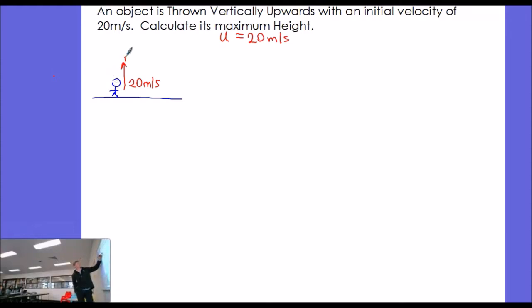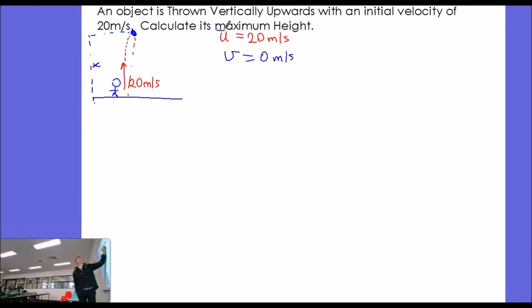Okay, so this object goes up to some maximum height, but then it's going to go back down to the ground. So when it gets to its maximum height, up top here, what can we conclude about its motion? Yes, it's achieved a point where it stops briefly, so its final velocity at the very top is going to be 0 meters per second, because it's stationary at that point.